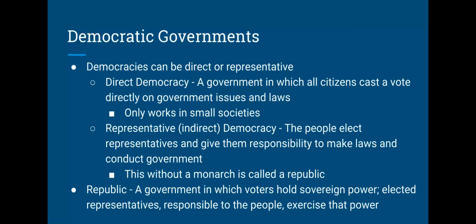Democracies can be representative or direct. A direct democracy is a government in which all citizens cast a vote directly on government issues and laws. This really only works in small societies because logistically it would be impossible in countries that have huge populations. Our government is a representative democracy where we elect representatives and then give them the responsibility to make laws and conduct government. A republic is simply a government in which voters hold sovereign power. They elect representatives who are responsible to the people and then exercise that power.